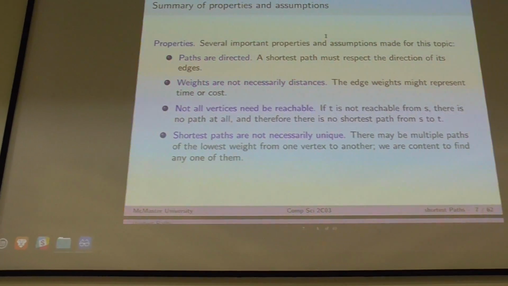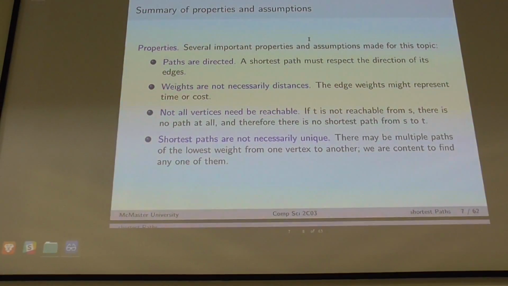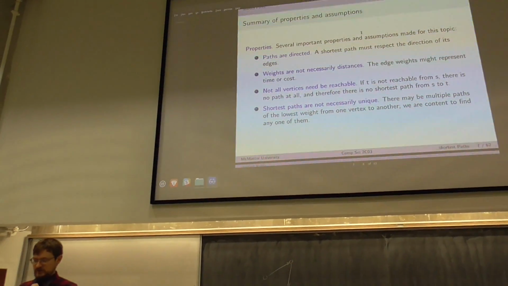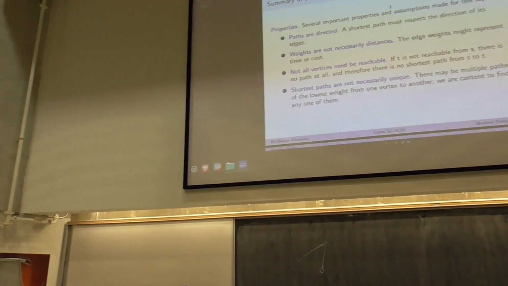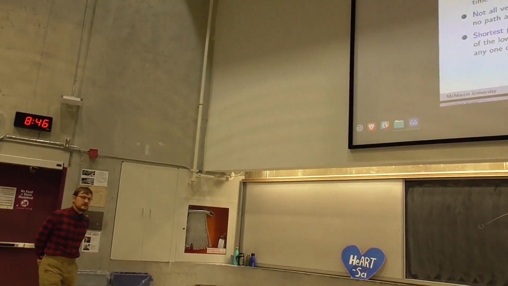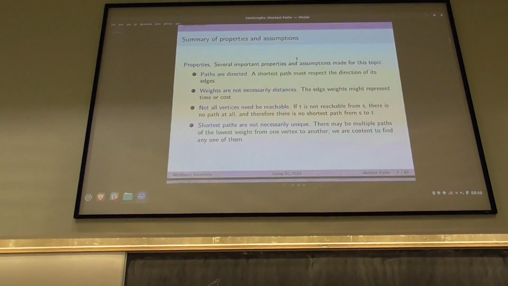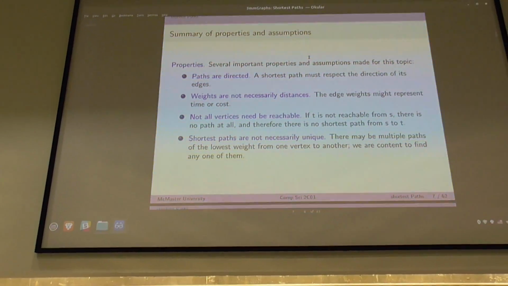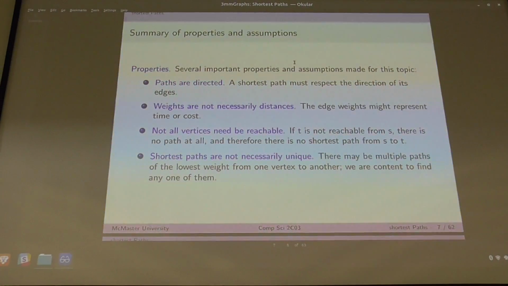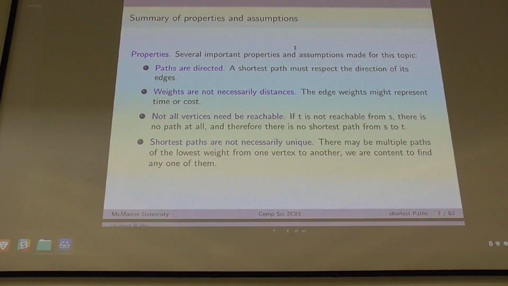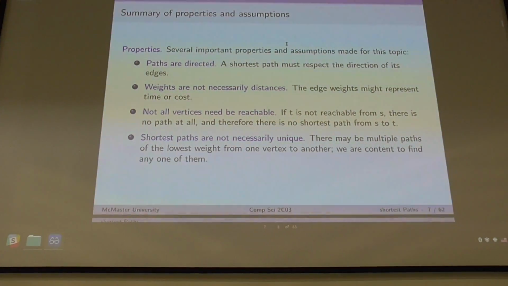Shortest paths are not necessarily unique. There may be multiple paths of lowest weight from one vertex to another. In the case where there is ambiguity of this nature, we are content with simply finding one of them, all right? And it doesn't matter which one. So whichever shortest path is magically and conveniently given to us first by whatever algorithm we're about to study, that's good enough for today. Make sense? So far, so good? Good.